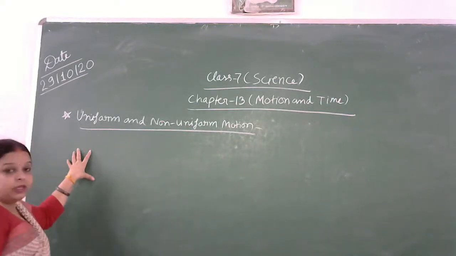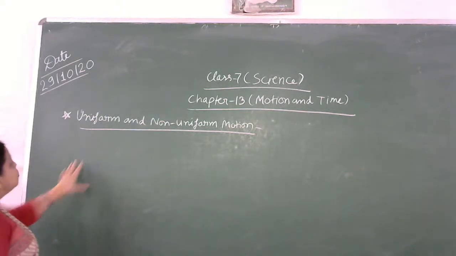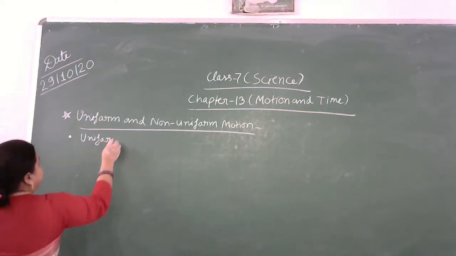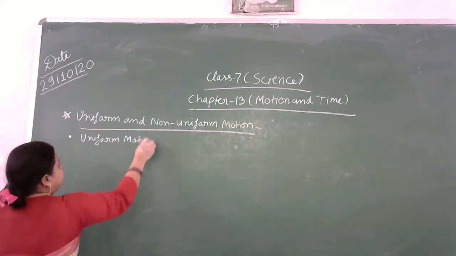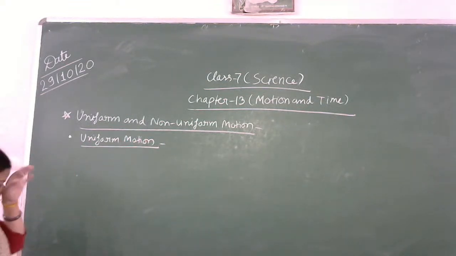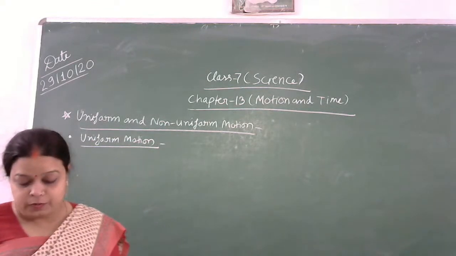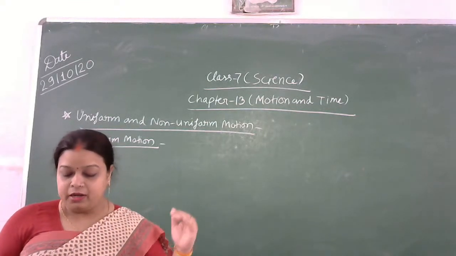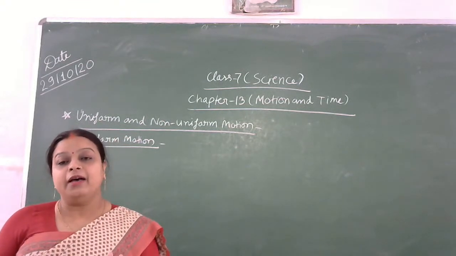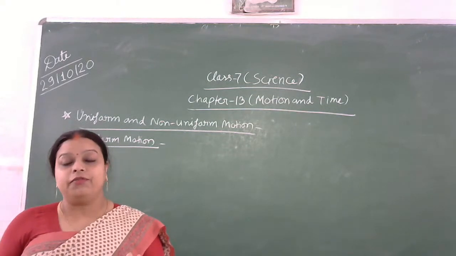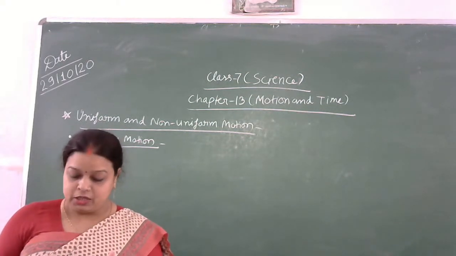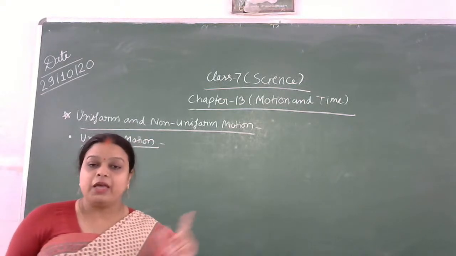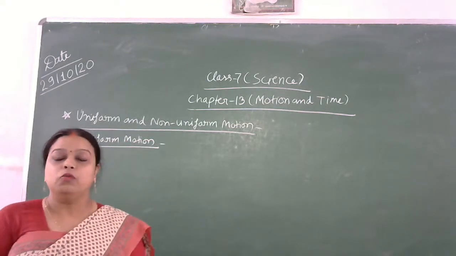So first we understand uniform motion. If an object is moving along a straight line path, it is said to have uniform motion if its speed remains constant. So we can say that is uniform motion.